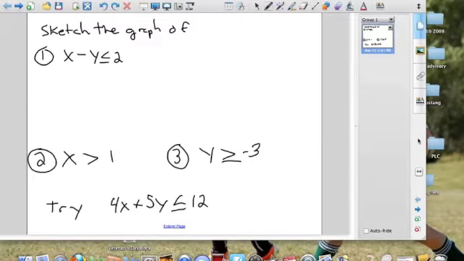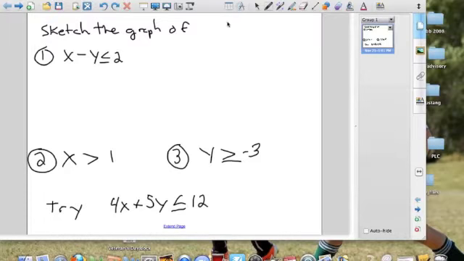You're graphing linear inequalities in two variables. We're going to do 3 examples for you here, and then you can see at the bottom we're going to have for you to try. In the first equation, I have x minus y is less than or equal to 2. I have to graph this, and I could use a table of values, but I'm going to use the slope-intercept method, and I'm going to solve for y.